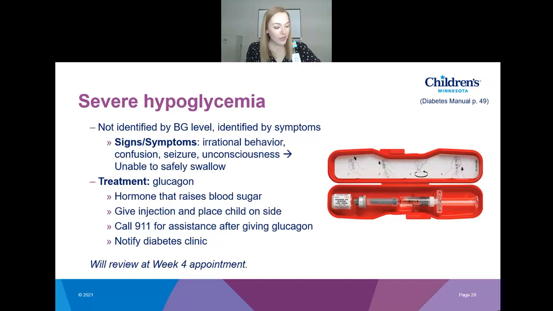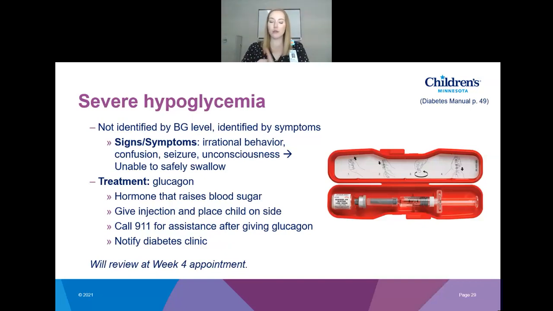The most common side effect of glucagon is nausea and vomiting. And if your child is passed out, you want to roll them on their side in case they wake up and start vomiting. It's going to be the safest thing for them. After that, we're calling 911. This is an emergent situation. We want to have medical personnel come and evaluate to see if you need any further treatment.